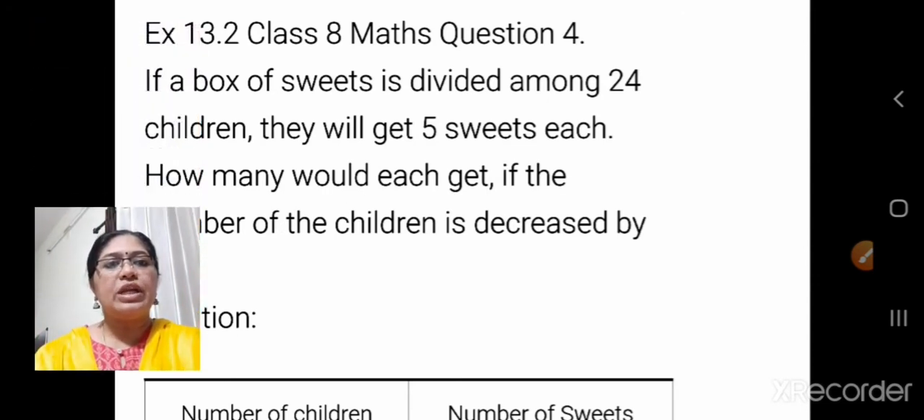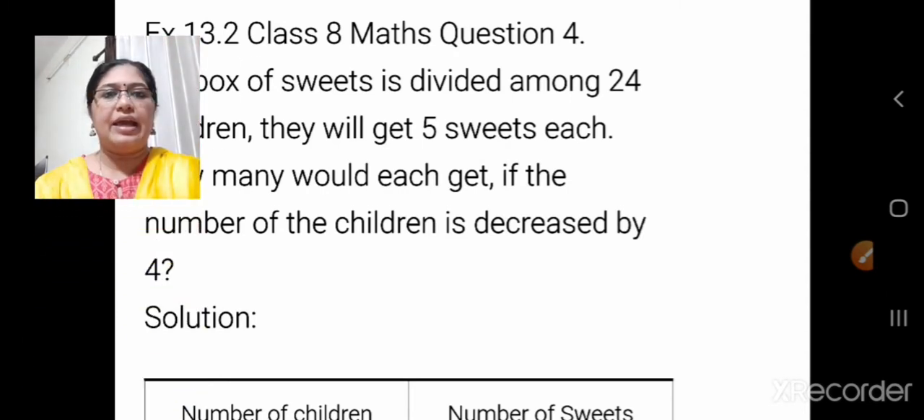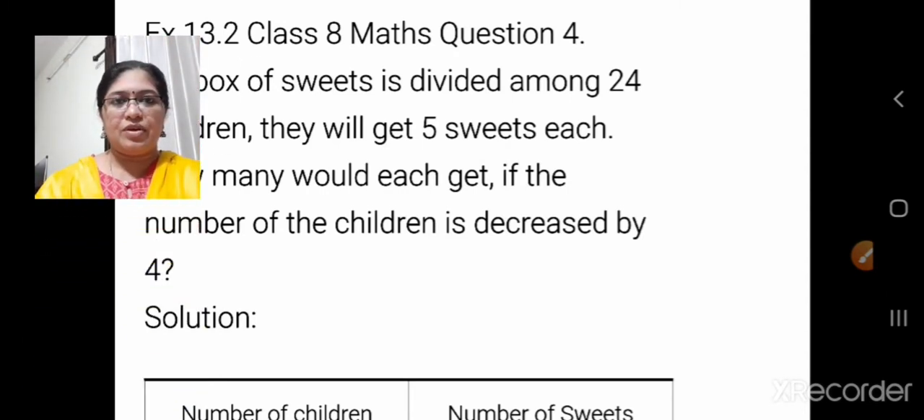how many would each get if the number of children is decreased by 4? Okay, 24 children were there. Now, if it is decreased by 4, so how much it will be? 24 minus 4, that is 20 children. When it is 20 children, how much each of them will be getting? When it was 24, each will get 5 sweets. When it is 20, how much they will get?